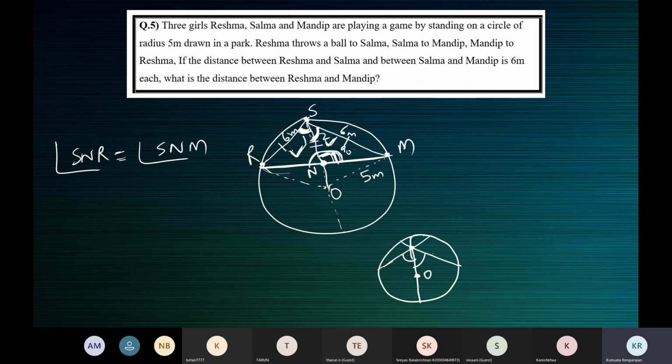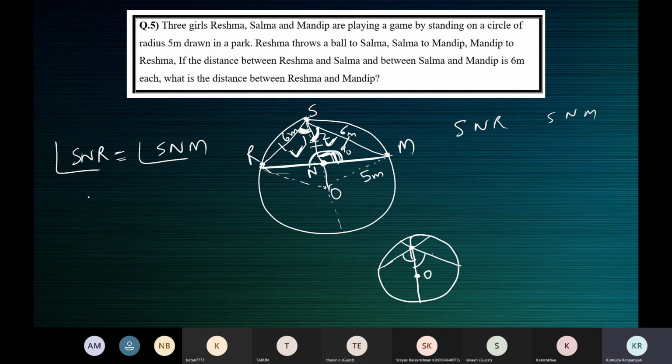How did we prove that triangle SNR is congruent to SNM? Ma'am, do I have to list out the equalities? Yes. SR is equal to SM since both are 6 meters. In triangle SRO and triangle SMO, we have already proved that angle 1 is equal to angle 2. And SN is common. What's the congruence rule? Side angle side. Okay, fine.